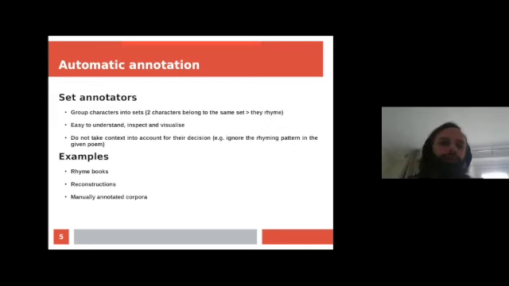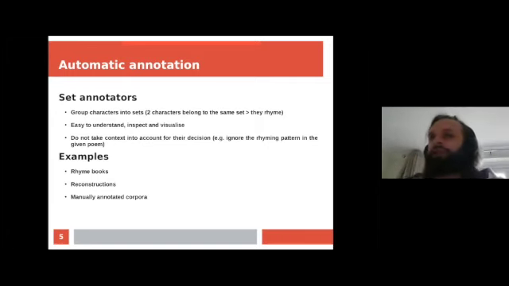So, automatic annotation. I'd like to introduce some concepts. I think the easiest type of annotator is what I would call a set annotator. What I mean by a set annotator is we take the list of all Chinese characters that exist, and we try to group them into rhyming sets. So if two characters belong to a set, they rhyme. It's a very simple concept. I have not seen it being named before, but it's easy to understand.